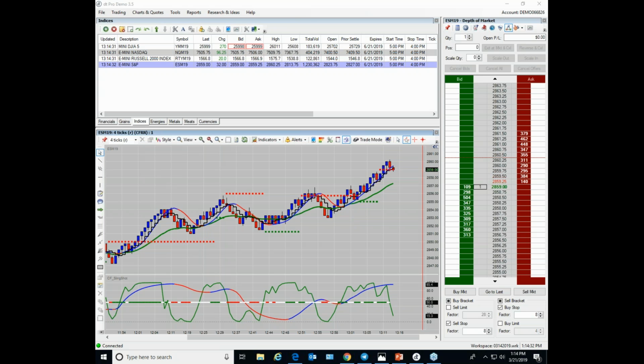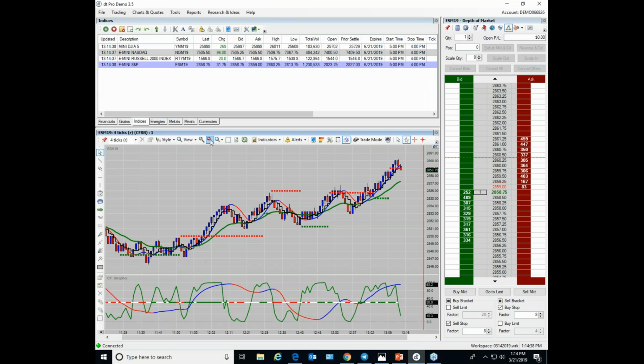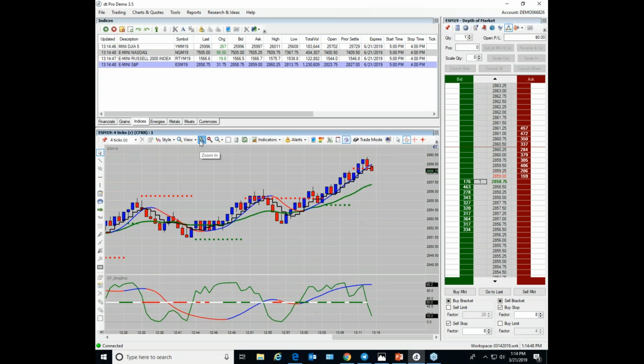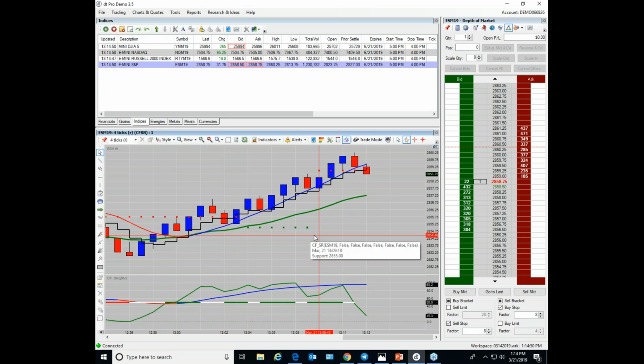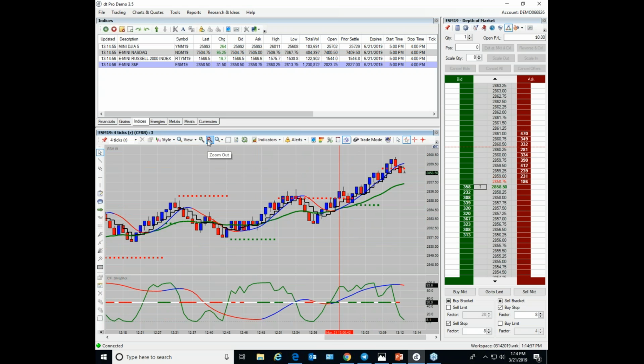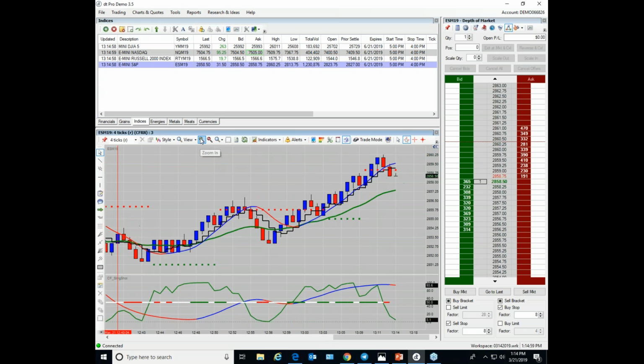Here's the one thing I want you to get in the habit of doing, which is hitting the zoom out button right here. You'll get to see a little bit more real estate, or what's happening to the left of you. So get in the habit of hitting that zoom out button. Sometimes you get hypnotized by the charts because they're blown up and you really can't see what's going on over here. But if you take a few steps to do this, you'll know whether or not we're trending.